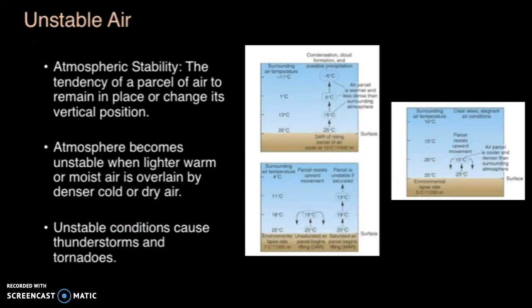Alright, so now we're going to go over this concept of atmospheric stability, so unstable air. Atmospheric stability is basically the tendency of a parcel of air to remain in place or change its vertical position. So it's going to be stable if it stays in place overall, and it's going to be unstable if it doesn't. You can think of a parcel of air as being a random volume of air, basically.